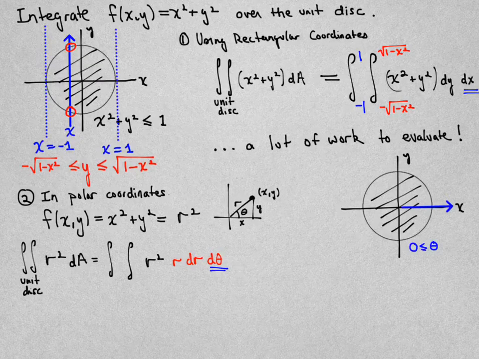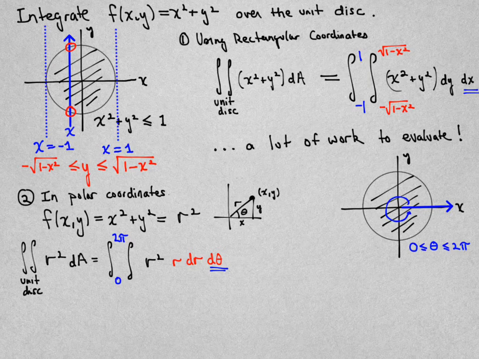So let's do theta first. I'm going to think about theta equal to 0, and then I need to go all the way around the unit circle exactly once, so that means my range of thetas should go from 0 to 2 pi, and that determines my limits of integration.